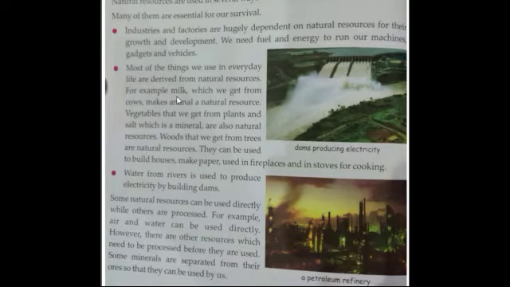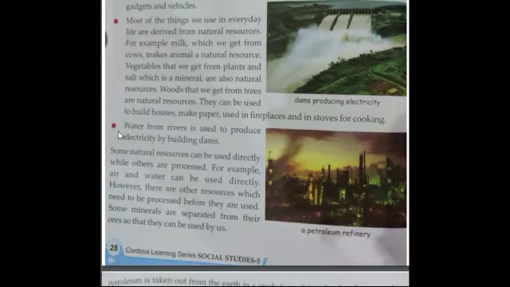For example, milk, which we get from cows, makes animal a natural resource. Vegetables that we get from plants and salt, which is a mineral, are also natural resources. Woods that we get from trees are natural resources. They can be used to build houses, make paper, and used in fireplaces and in stoves for cooking. Water from rivers is used to produce electricity by building dams.